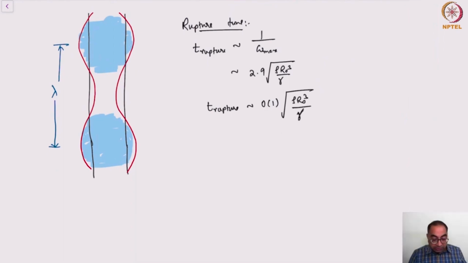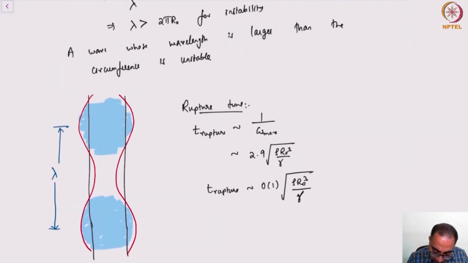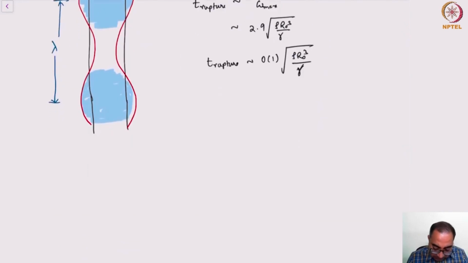Right? So there's a natural time scale that emerges if you were to do a dimensional analysis in this problem, and the natural time scale that emerges will be square root of rho R0 cube by gamma. This will just come by balancing the inertia to the surface tension terms. So alright, I think we've basically covered the discussion of the Rayleigh-Plateau instability.